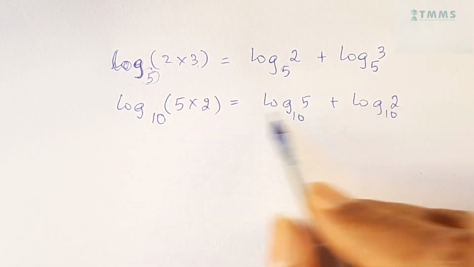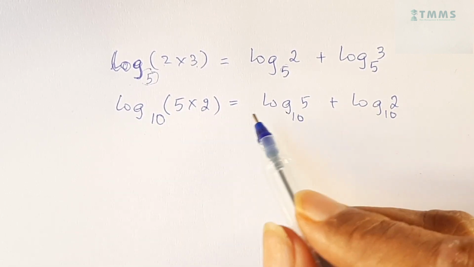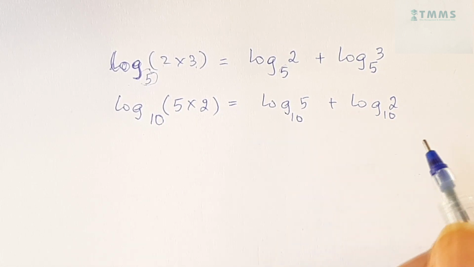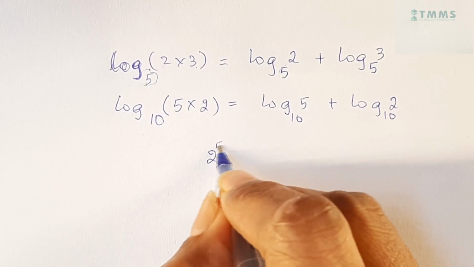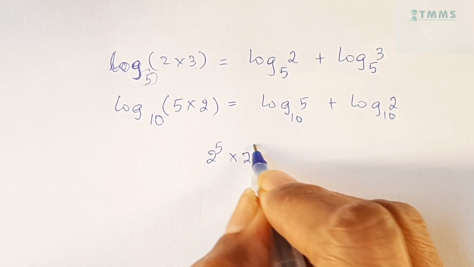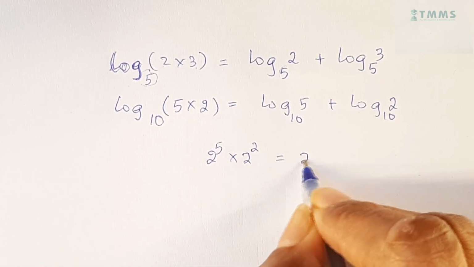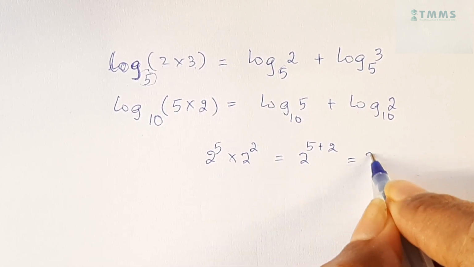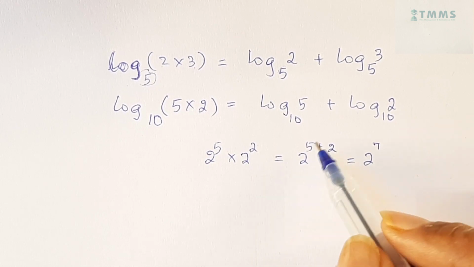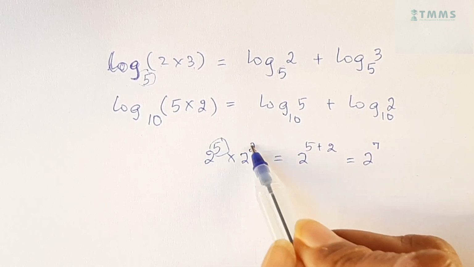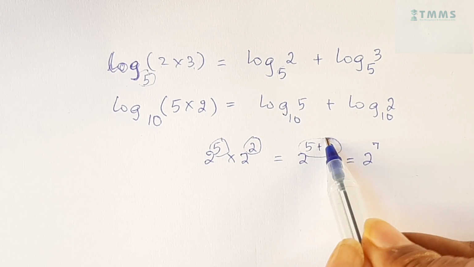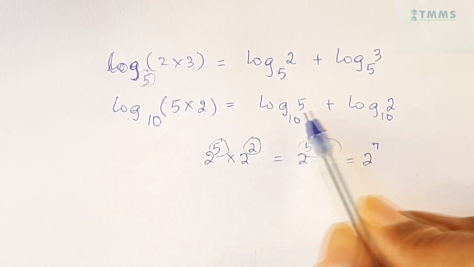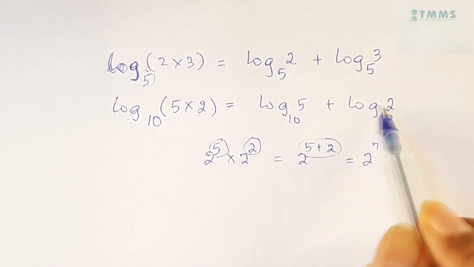Now this can be actually compared with your laws of indices or exponents, because when you are multiplying the numbers, like for example 2 to the power 5 multiplied by 2 to the power 2, then we write it as 2 to the power 5 plus 2, correct, which is equal to 2 to the power 7. So understand that we have these indices which get added up. So same way, when we have log of the numbers which are multiplied, the individual logs will get added up.